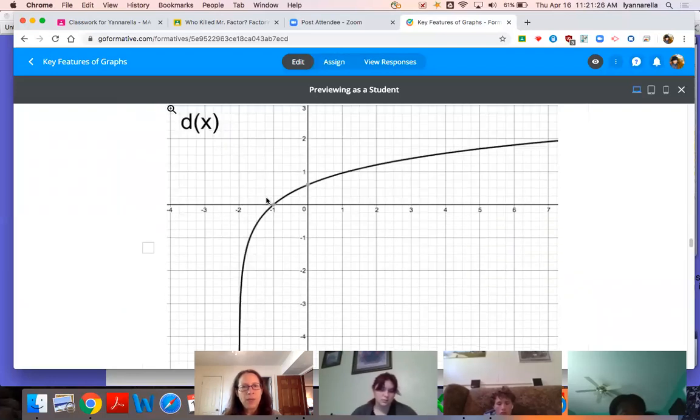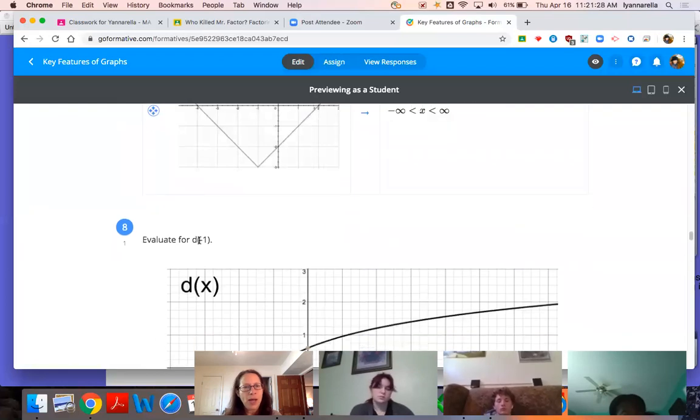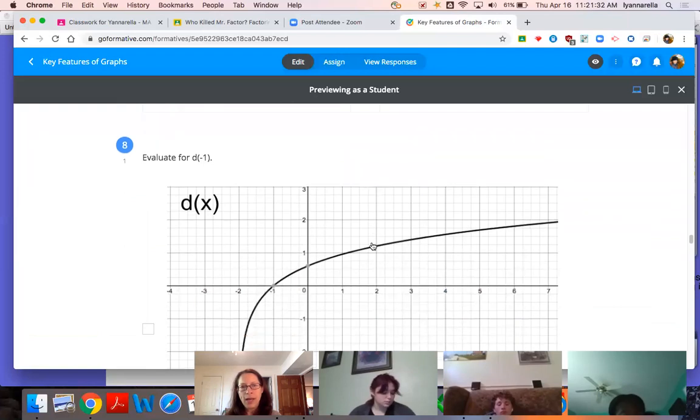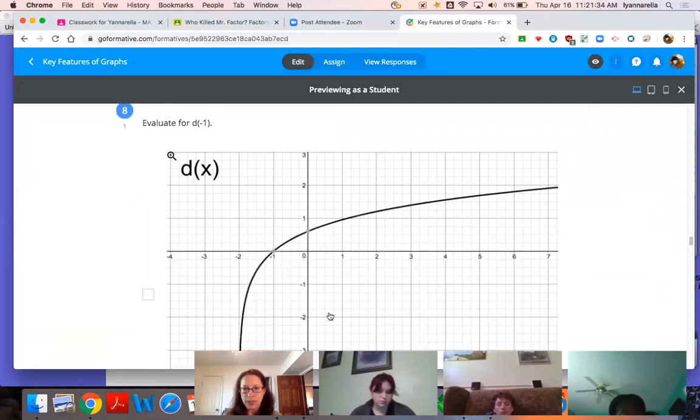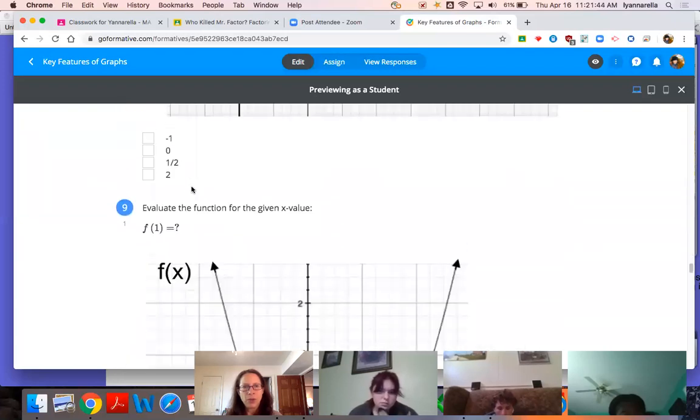And then this one, a lot of people have some problems with. They want to know, how do you evaluate d of -1? Well, we don't have a formula, so we have to read it off the graph, just like you 3 did. If I go to -1 on the x-axis, what is the y value for the point that has an x value of -1? And that will be a multiple choice. You'll select one of these.